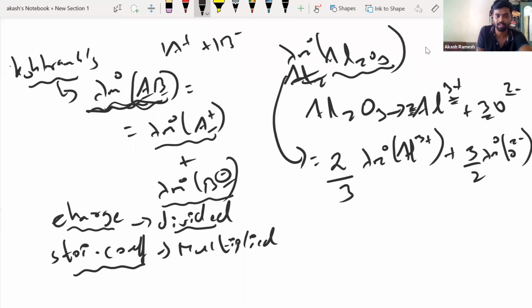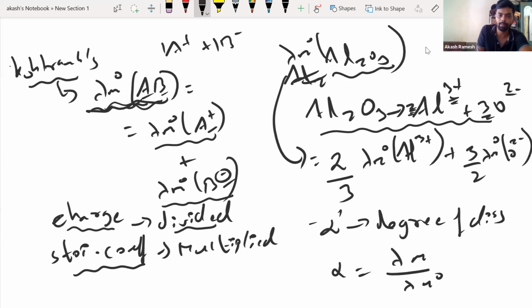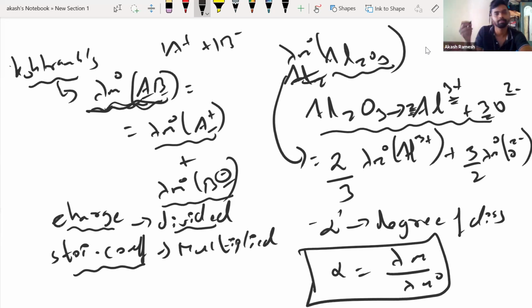And one last thing is that, obviously, any electrolyte for that matter will undergo dissociation, right? Now, how much dissociation will happen is given by the term alpha, that is the degree of dissociation, right? Now, that is given by lambda M, that is the molar conductivity, divided by the limiting molar conductivity. That's it.